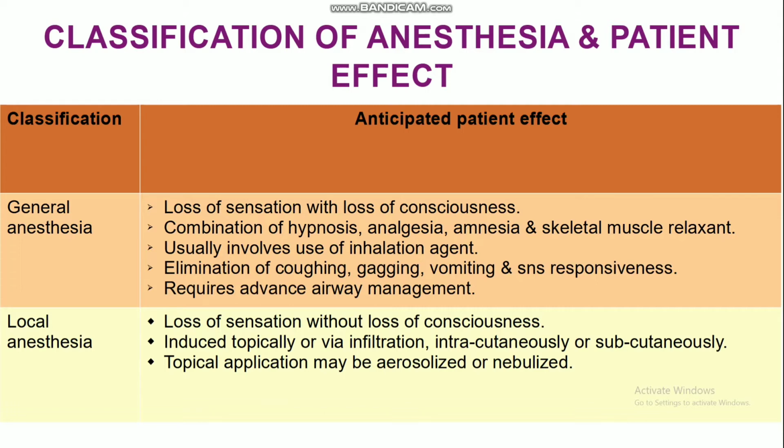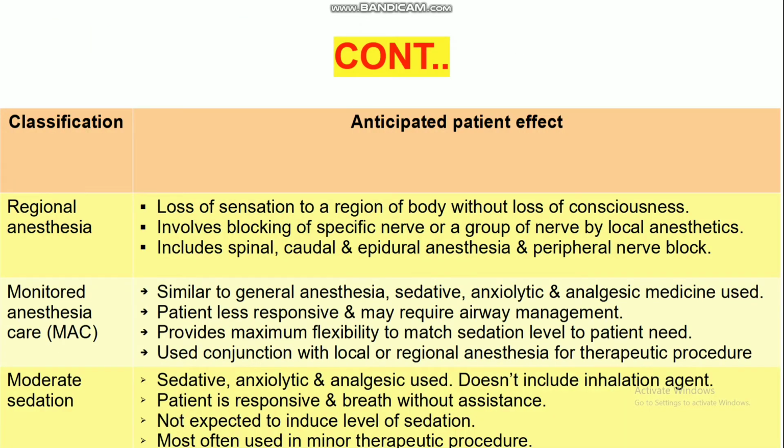Then the elimination of cough, gagging, vomiting, and SNS responsiveness. Responsiveness means sympathetic nervous system responsiveness. Then it requires advanced airway management, the ET tube or bag mask ventilation. This is mainly required. In local anesthesia, there is loss of sensation, but loss of consciousness cannot happen. It is induced topically or via infiltration, intracutaneously or subcutaneously. Topical application also happens.